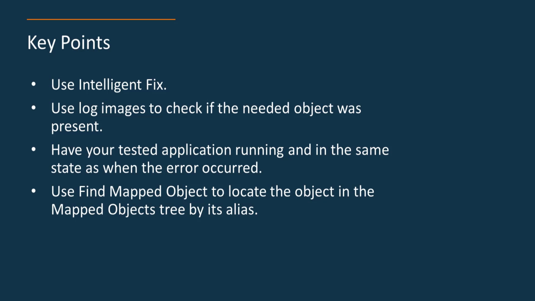Before we finish, we would like to highlight some major key points of fixing the object does not exist error. Use intelligent fix whenever it's possible. Examine images posted to the test log during the run to learn your application's state when the error occurred and check if the needed object was present in the application. When troubleshooting the error, have your tested application running and in the same state as when the error occurred. To locate the object's position in the mapped objects tree of the name mapping repository quickly by the object's alias, use the find mapped object command.